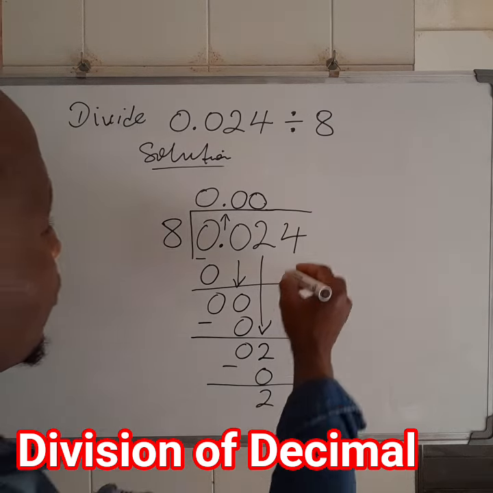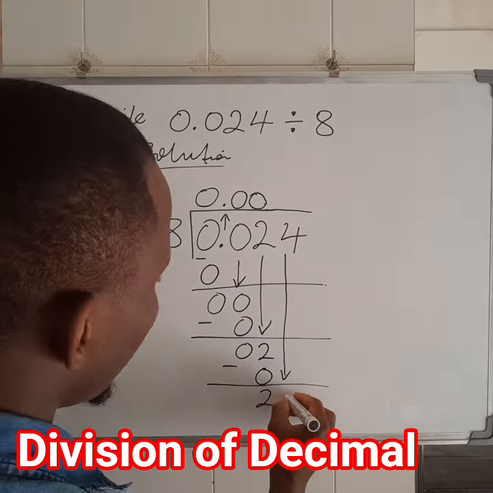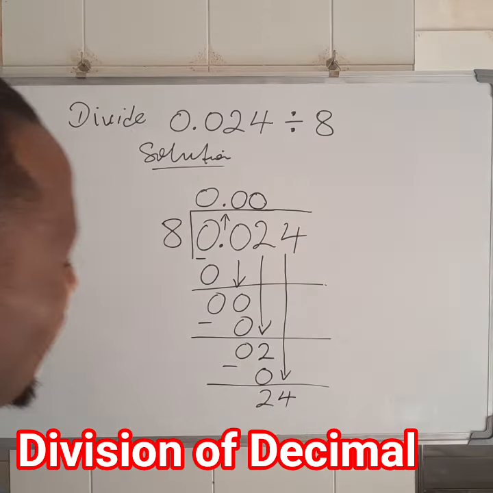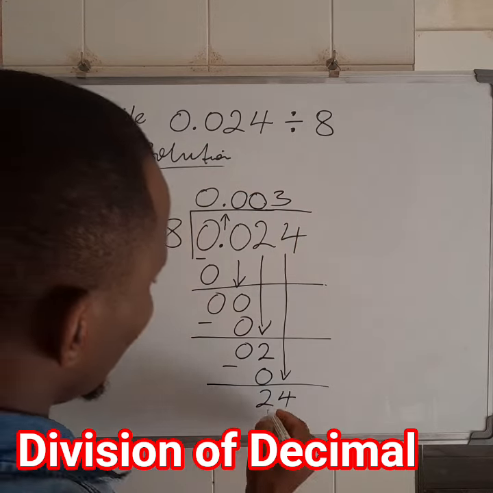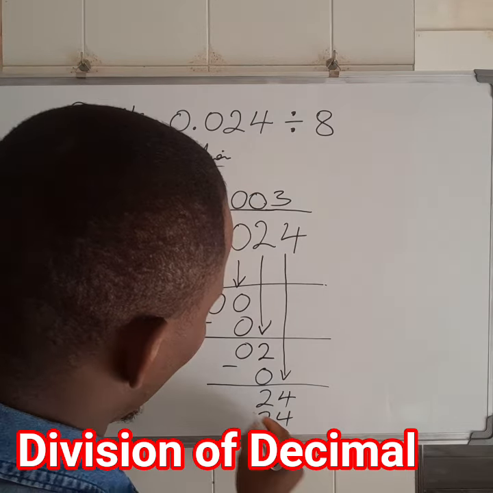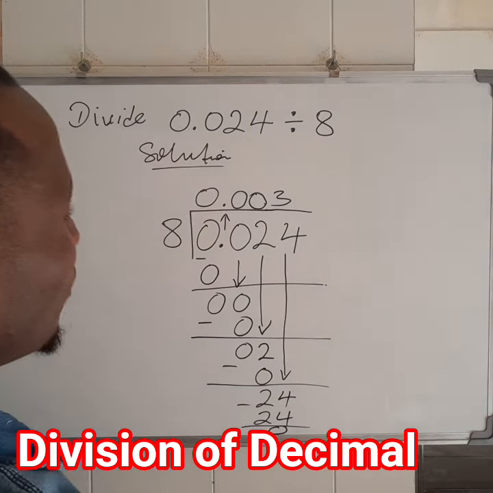So there's something to bring down. You bring down 4, making it 24. How many times does 8 go into 24? It's 3 times. So you put down your 3, then you multiply 3 times 8 will give you what? 24. So when you subtract, you have 0.